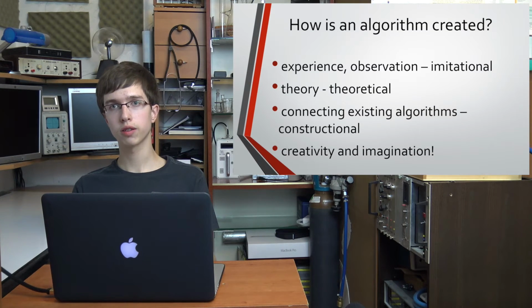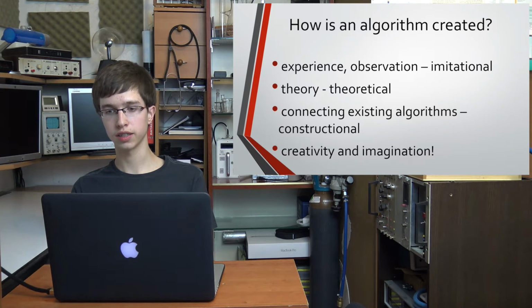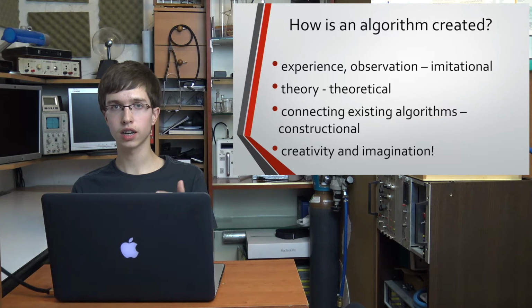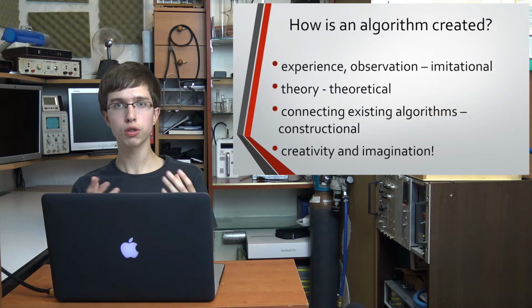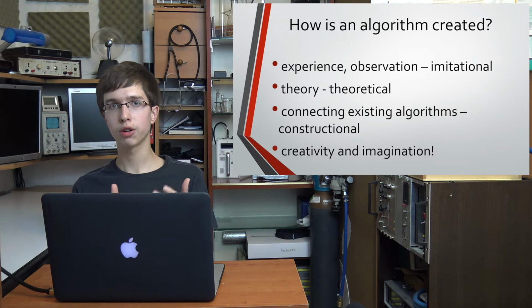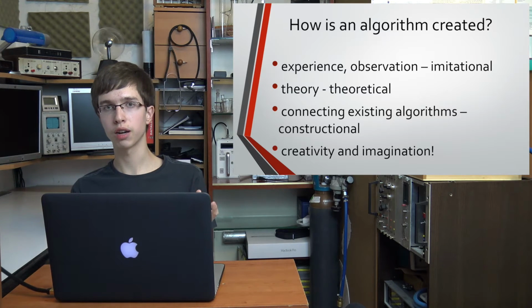How is an algorithm created? There are many ways how an algorithm can be created. The first way is by experience and observation, and these are called imitation algorithms, and are mostly used in physics and other natural sciences, so as to describe the behavior of some natural phenomena and relations between some physical quantities. So we have lots of formulas in physics which are actually algorithms which imitate nature around us.